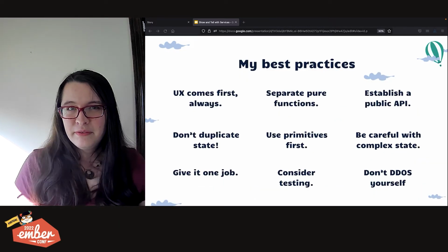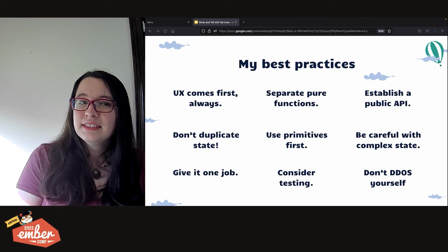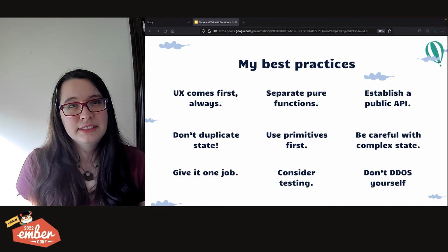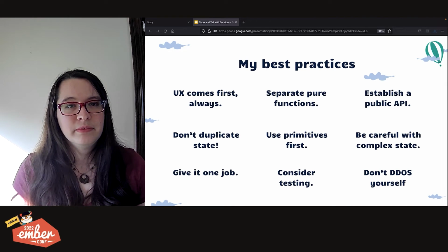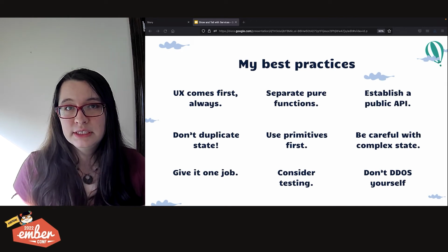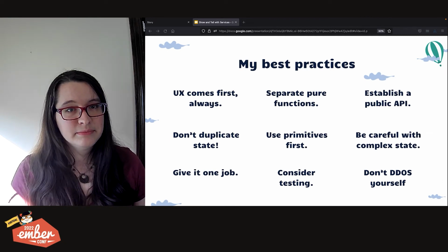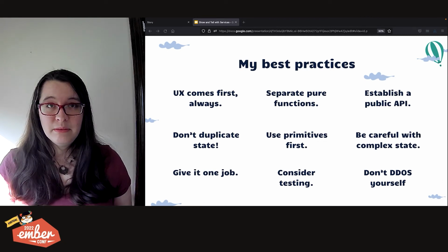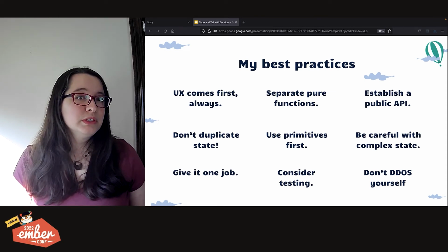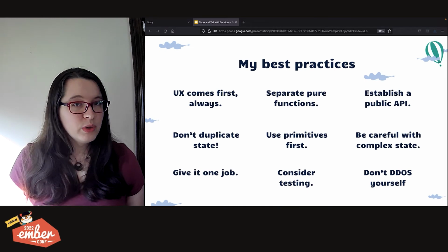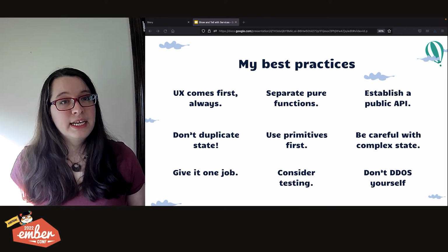All right, so what are some of the best practices that I've found for my work? Firstly, UX always comes first. Consider the experience that you want to deliver and then let that guide your architecture. Separate pure functions into their own part of the code and use your service for managing state. Establish a public API. If there's a method or a property on your service that shouldn't be used from outside of the service, you can put a little hash in front of that function and protect it and mark it private.